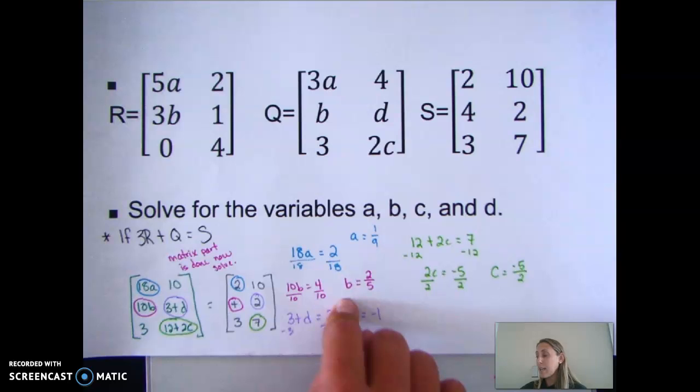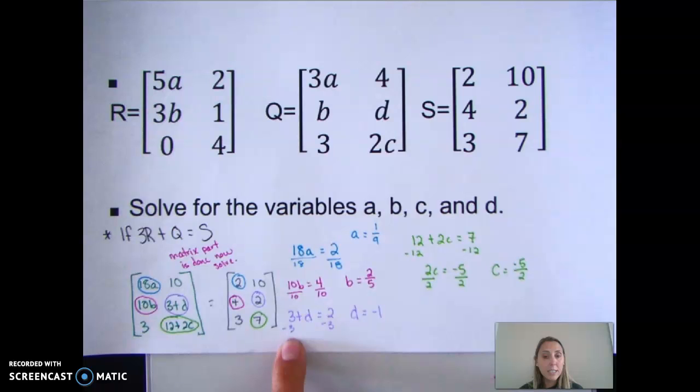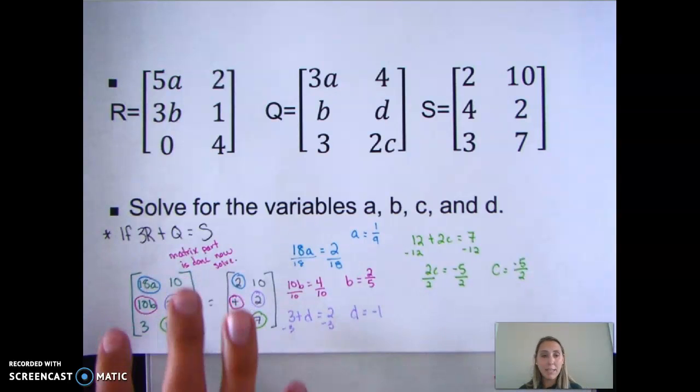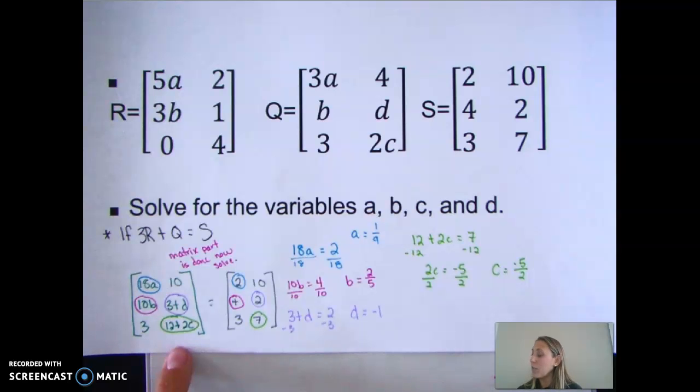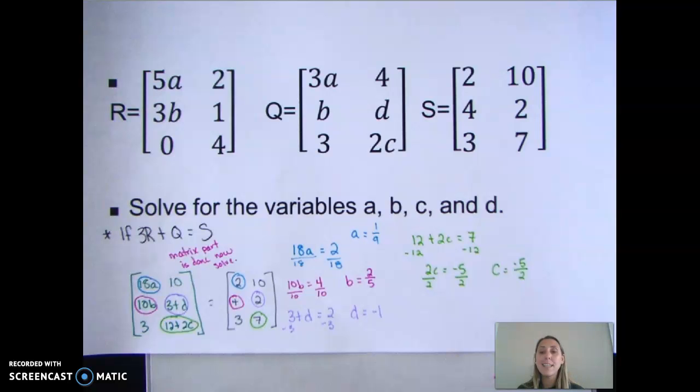Alright, now we're going to get that 3 plus d equals 2. I'm going to subtract 3 from both sides because it's actually being added to the variable, not multiplied. So I subtract from both sides, and I get d is equal to negative 1. The reason I did d before c is just because of where it is in the matrix. Now we're going to do 12 plus 2c equals 7. Subtract 12 from both sides, I get 2c is equal to negative 5. Divide that by 2, and I get c is equal to negative 5 over 2.